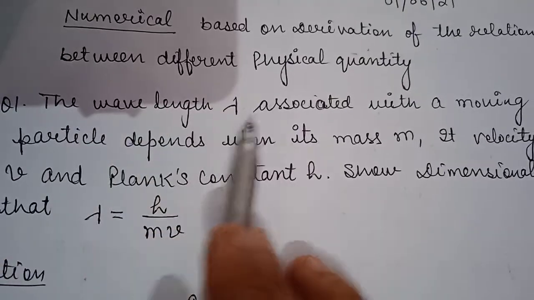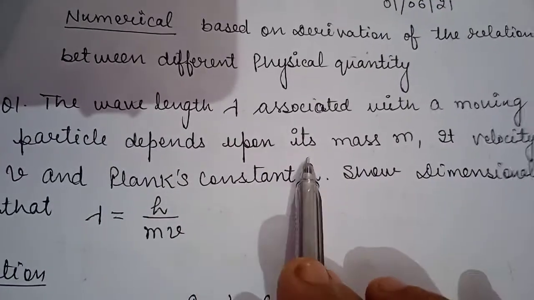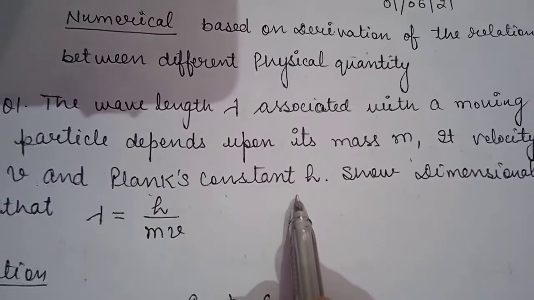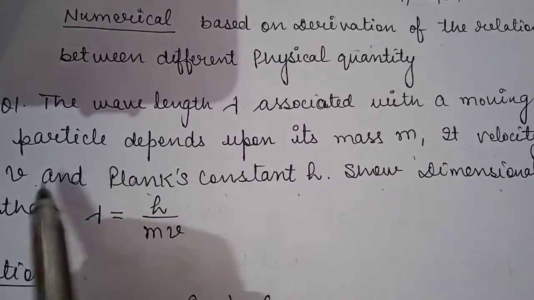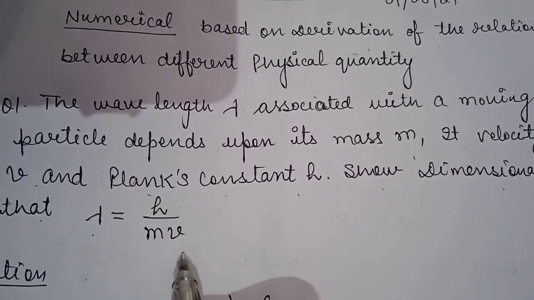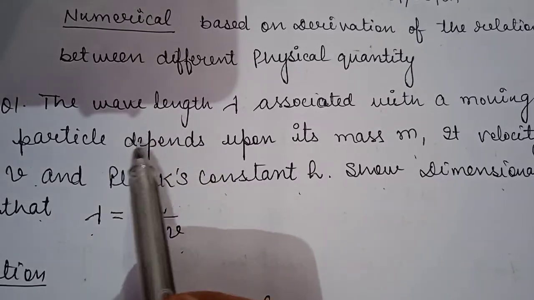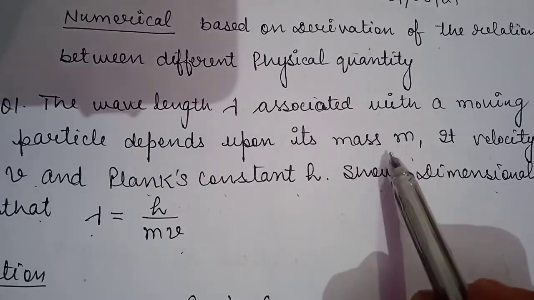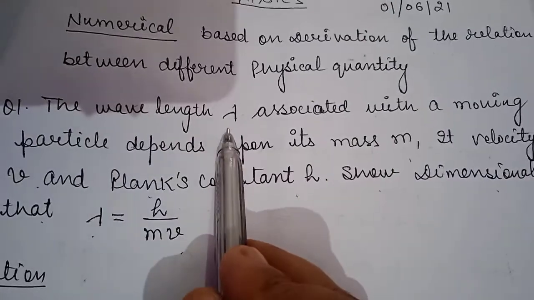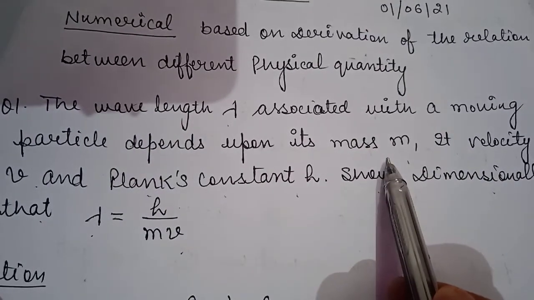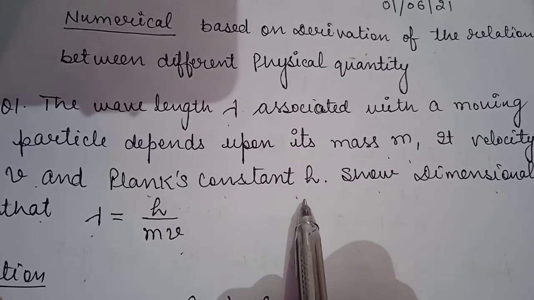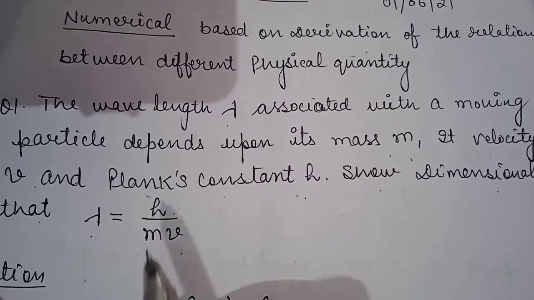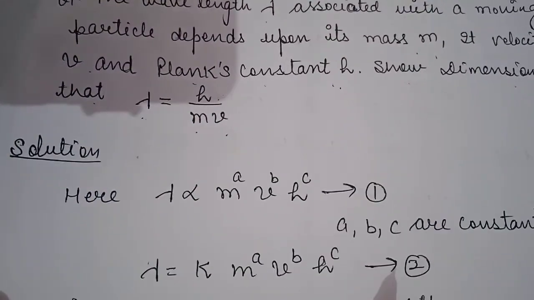The numerical is: the wavelength lambda associated with a moving particle depends upon its mass m, its velocity v, and Planck's constant h. Show dimensionally that lambda is equal to h upon mv. When a quantity depends upon different physical quantities and we have to show a relation, how can we solve this type of numerical?